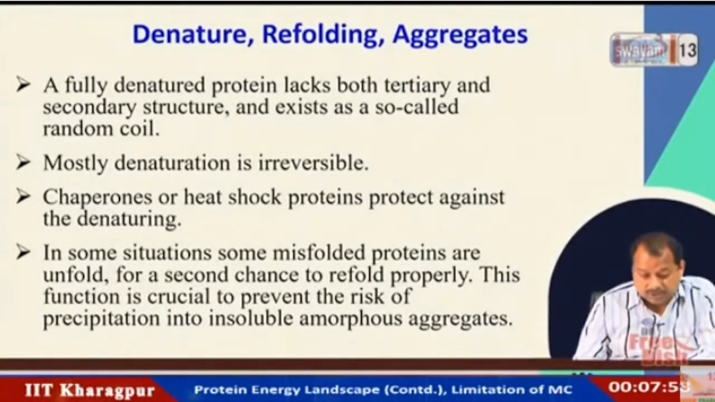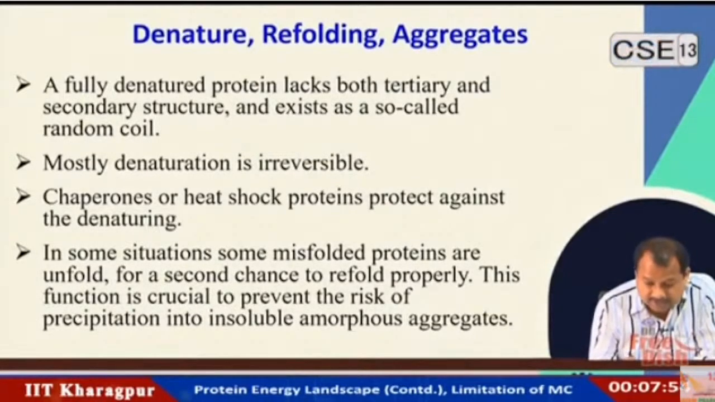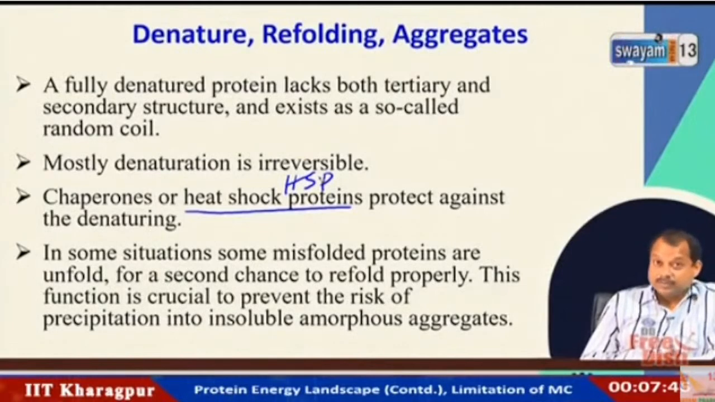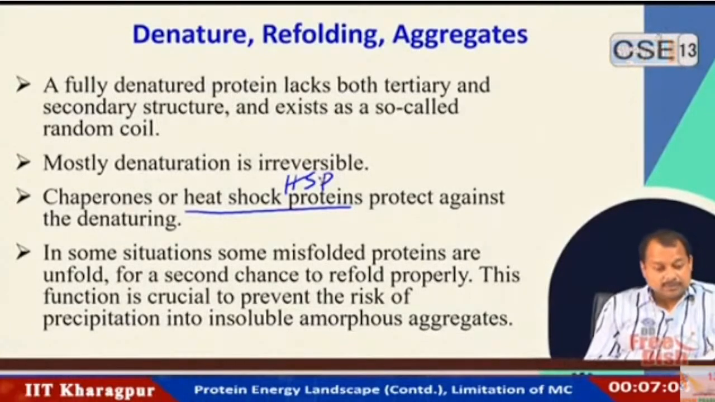Chaperones or heat shock proteins, in short the HSP proteins, protect against denaturing. How? I mentioned it in the last lecture also. In some situations some misfolded proteins are unfolded to get a second chance to refold properly. This function is crucial to prevent the risk of precipitation into insoluble amorphous aggregates. But if even the second chance to refold properly fails, then perhaps it will go to precipitation or insoluble amorphous aggregates, which may lead to some disease condition, mostly neurodegenerative diseases.